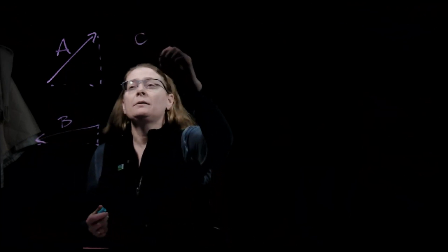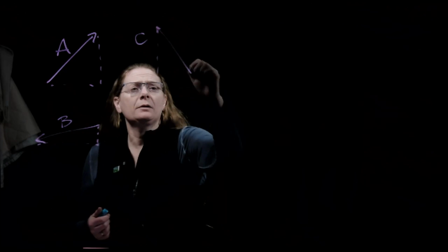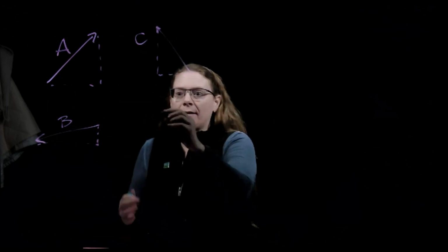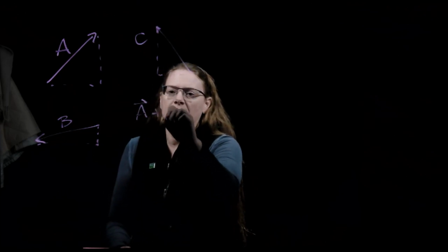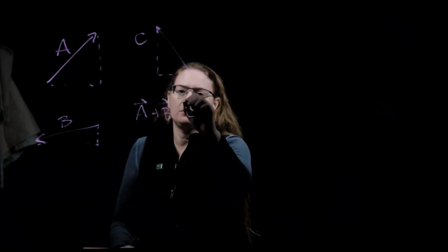Suppose I have vector A and that is, I don't know, let's go B down this way. C is up and to the left. Okay, so we've got three vectors. And suppose we want to add them as vectors. Vector A plus vector B plus vector C.